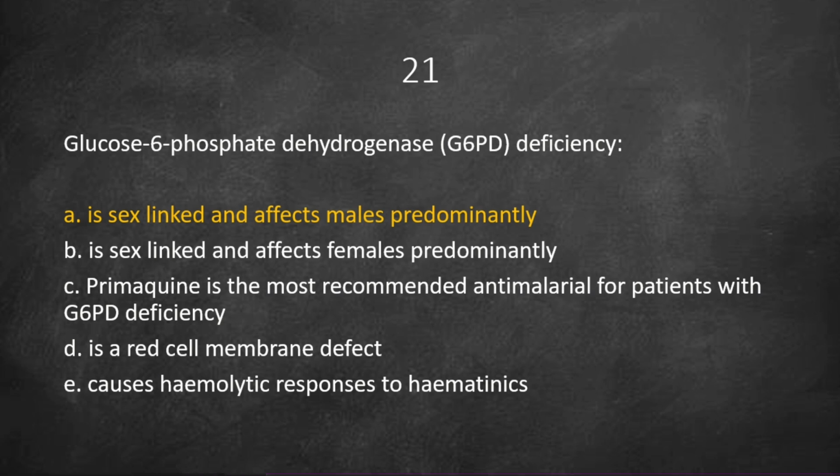If you take option C, it says that primaquine is the most recommended antimalarial for patients with G6PD deficiency. This is so incorrect, because primaquine can actually cause severe hemolysis in individuals with G6PD deficiency. Then D is saying that it's a red cell membrane defect. This one too is incorrect. G6PD deficiency is actually an enzyme defect. Then E is saying that it causes hemolytic response to hematinics. This one too is incorrect.